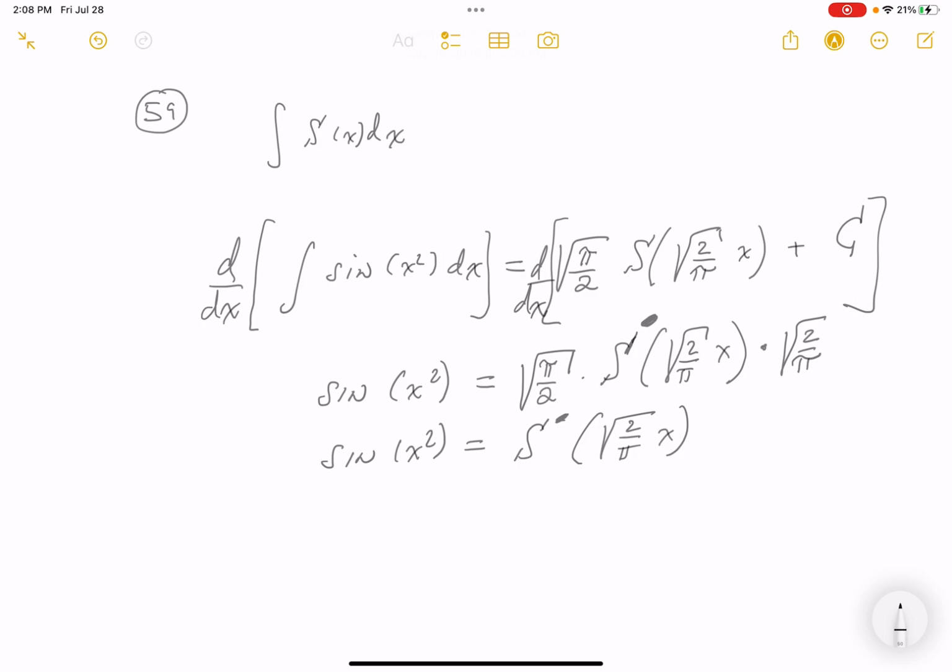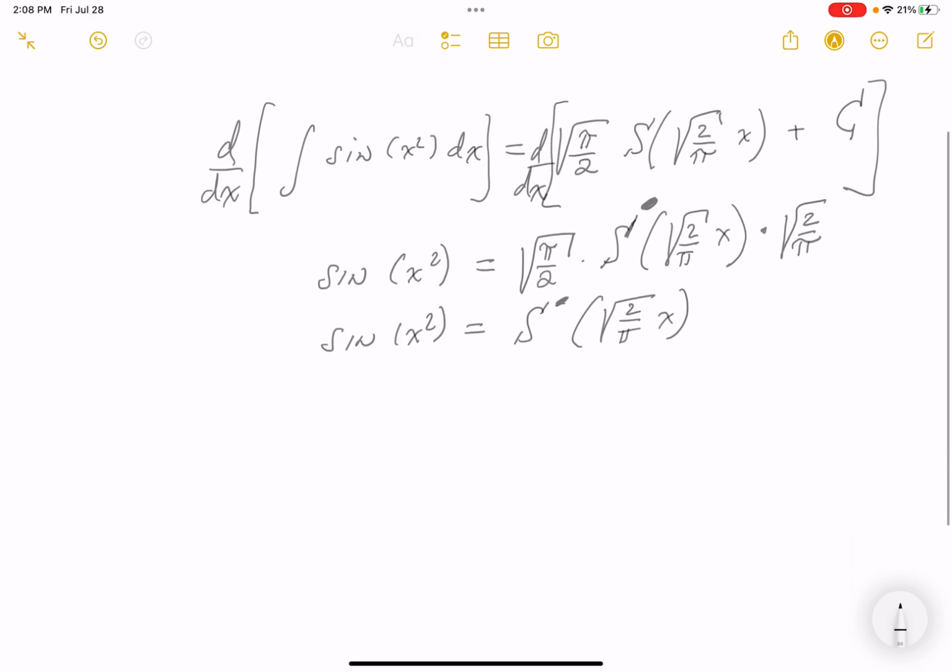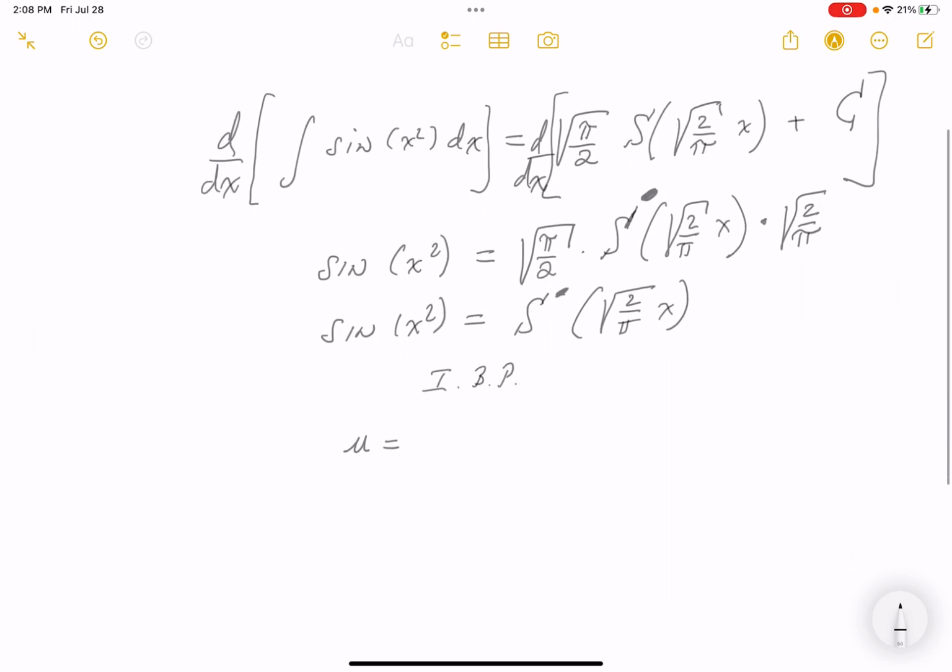All right, so that's not so bad. And let me just carefully look at what I've written down over here. That sine of x squared is equal to S prime, with respect to x, by the way, of that argument, which is the square root of 2 over pi times x. So now what I'm going to do is make an integration by parts. I am going to say u is equal to, but it's going to look a little different than this one over here. Don't worry, we'll get back to that. That u is equal to the S function of this thing over here.